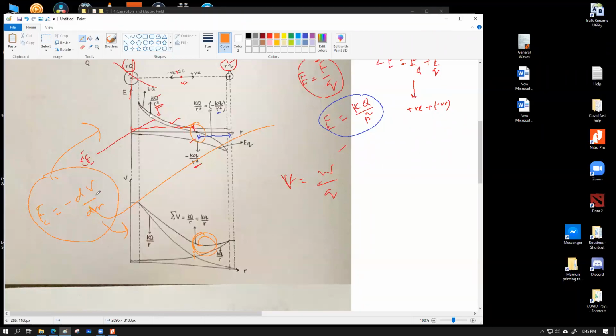ওই পয়েন্ট অফ ইনফ্লেকশনের জন্য আমাদের এই dv by dr এর ম্যাগনিটিউডটা কত আসছে? 0 আসছে। dv by dr এর ম্যাগনিটিউড 0 মানে হচ্ছে e এর ভ্যালু 0. দ্যাটস ওয়াই এই গ্রাফ থেকে এই গ্রাফের এই 0 পয়েন্টটা ম্যানিপুলেট করা পসিবল. This should be with the same point.